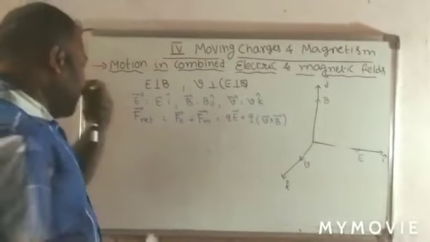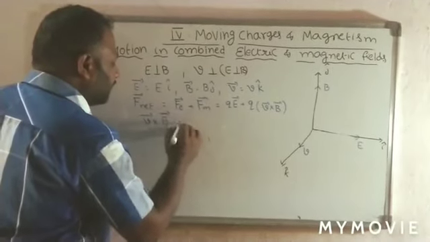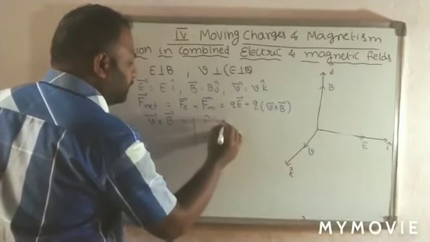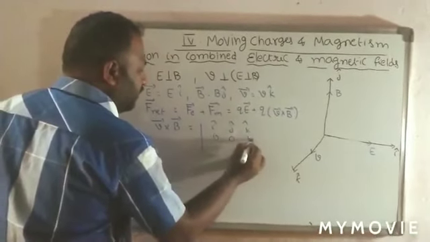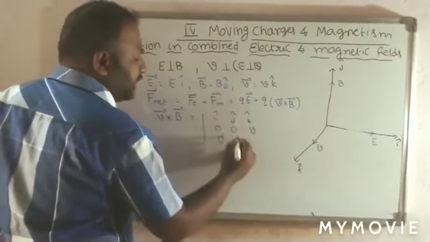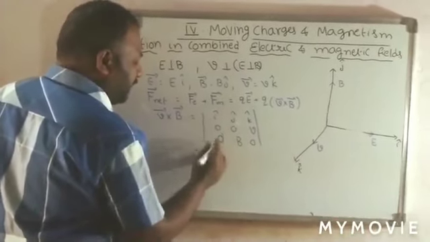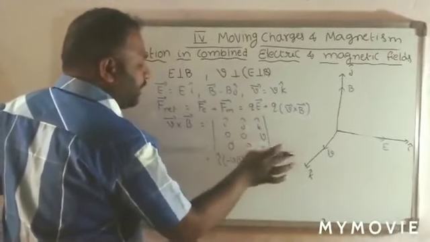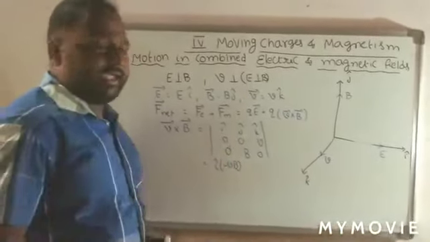Now in this you have to know what V bar cross B bar is. V bar cross B bar is the determinant with i cap, j cap, k cap. V bar is 0, 0, V. B bar is only along the y direction, so it is 0, B, 0. By simplifying this, we obtain i cap into minus VB, j cap into 0, k cap into 0. Finally, V bar cross B bar is equal to minus VB i cap.